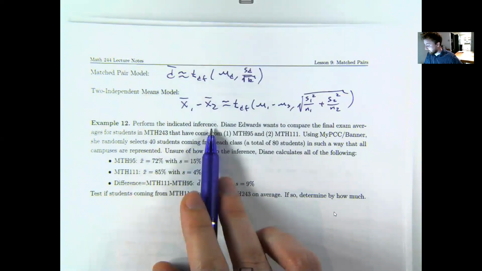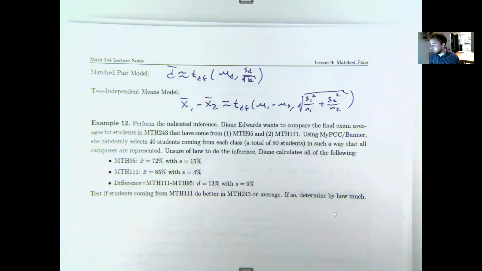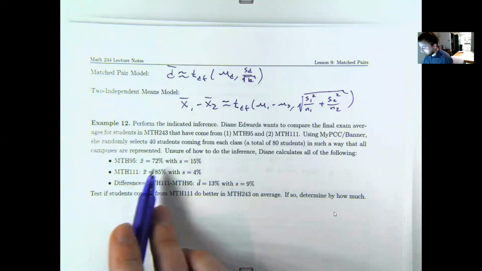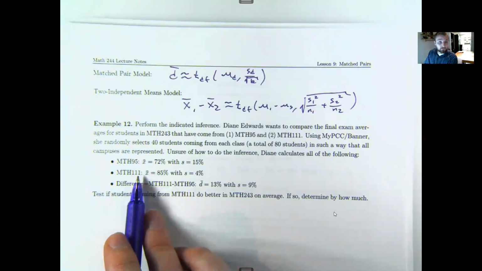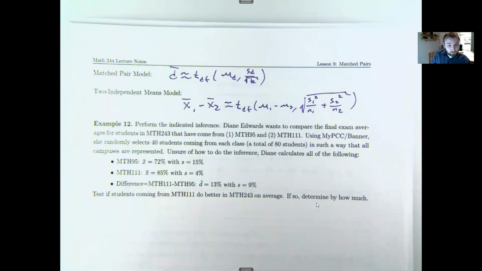Perform the indicated inference. Diane wants to compare the final exam averages for students in Math 243 that have come from Math 95 and from Math 111. So she randomly collects the data here, and she ends up getting the average grade for 95 students, for 111 students, and she is looking also at the difference from 111 and 95. Test if students coming from Math 111 do better in 243 on average. If so, how much better?